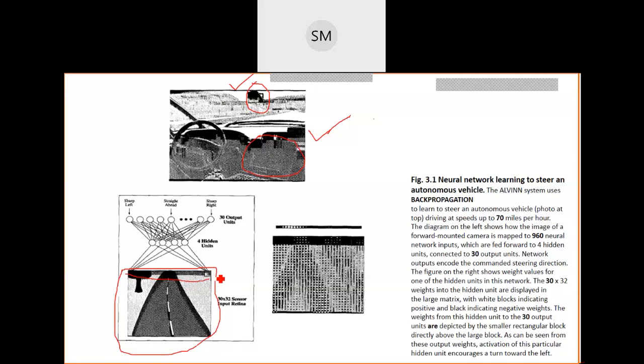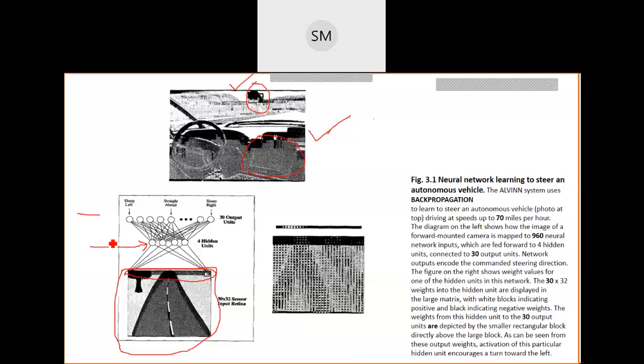You can consider these 960 inputs as the input layer of your artificial neural network, and these inputs are fed to the next layer, that is the hidden layer. In this hidden layer there are only four units, and these four units take all 960 inputs and produce some outputs. Those outputs will be input to the next layer, called the output layer, and here the output layer contains 30 units.